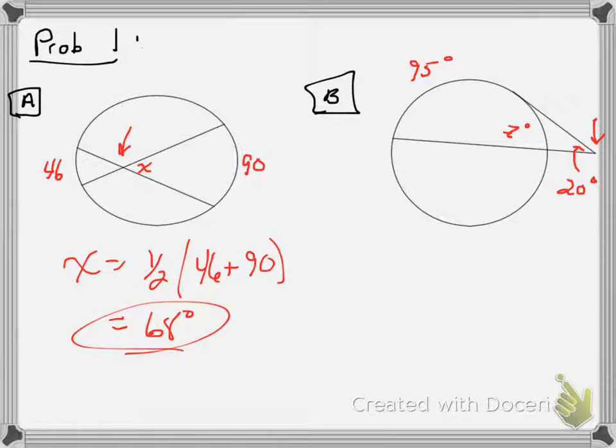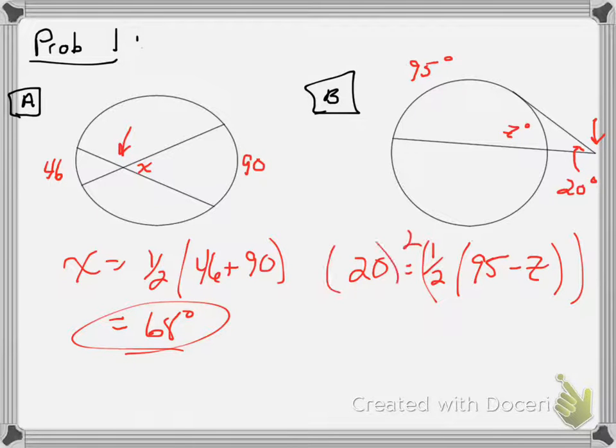So my angle, or z, is going to equal 1/2 of, I'm sorry, I lied. My angle is 20 degrees. So 20 is going to equal 1/2 of 95 minus z, because those are my two arcs. Okay, so what I'm going to do is go ahead and double both sides, multiply by 2, multiply by 2. I get 40 equals 95 minus z.